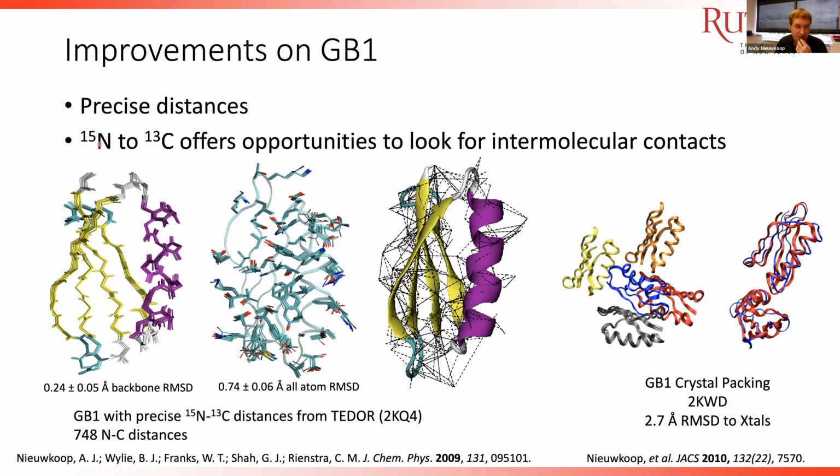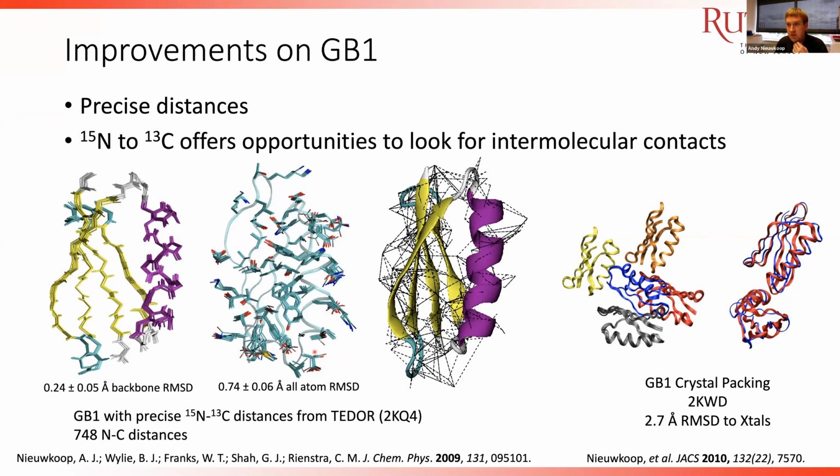And the fact that you're including nitrogen also offers the opportunity to look for intermolecular contacts. And I'll talk a little bit in a minute about why that wasn't so important to me. But what I wanted to highlight here is that with 700 distances instead of 7,000, we were able to get a much tighter backbone RMSD. At 0.2 angstroms of backbone RMSD, you can't really get a lot better using restrained molecular dynamics. There's always going to be a little bit of wiggle room.